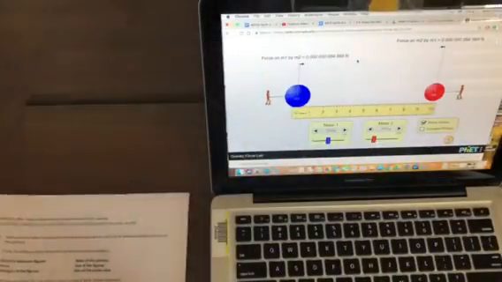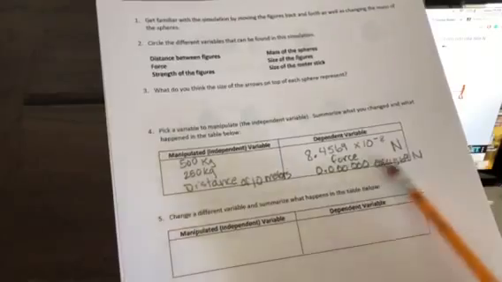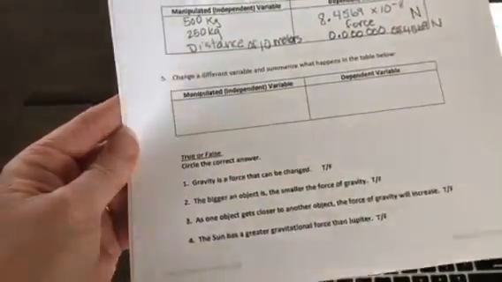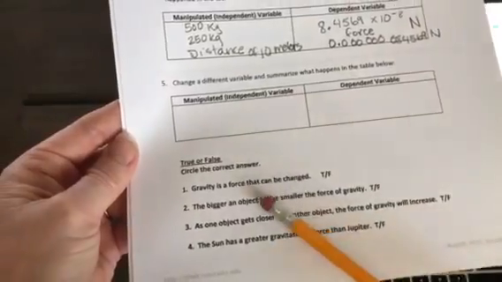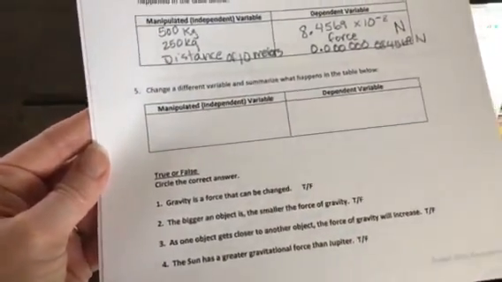If you wanted to, you could also draw all the zeros. So for example, you could have 0.000, and you could draw it just the way it is. If you do not want to try to figure out the scientific notation, this would be acceptable as well. So you can play around with that and fill out that one. And then you're going to answer a few questions about gravity here. So, is gravity a force that can be changed? True or false? If you're unsure, you can maybe check the internet.